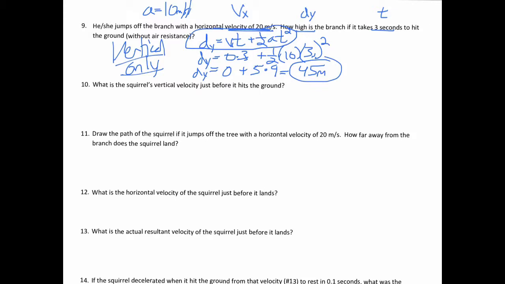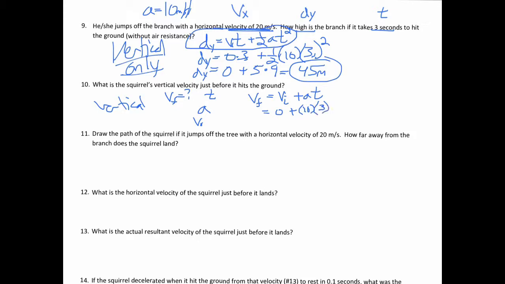Alright, so number 10. What is a squirrel's vertical velocity just before it hits the ground? So I want to know the final velocity just before it hits the ground. But I already have the time, I know the acceleration, and I know that the initial velocity was 0. All of this still vertical. So final velocity equals initial velocity plus acceleration times time.